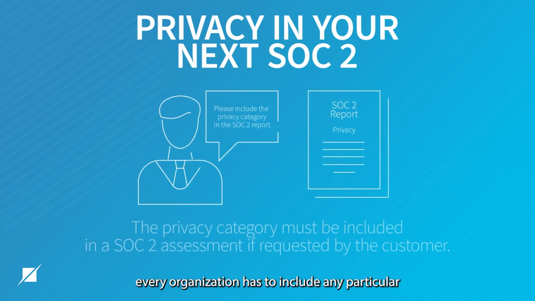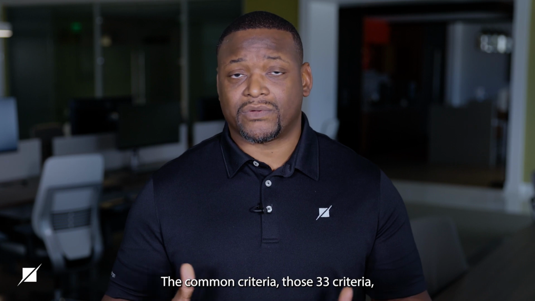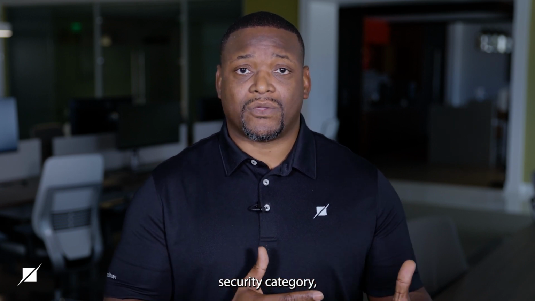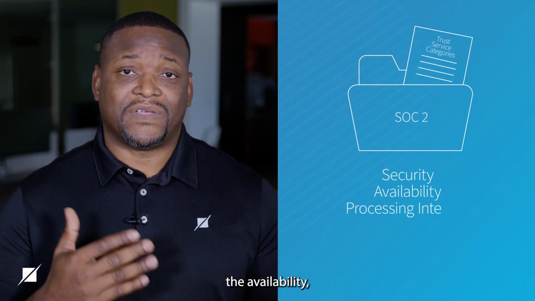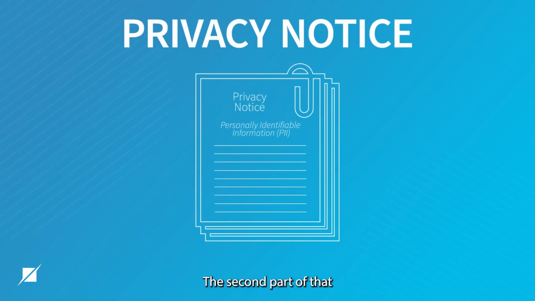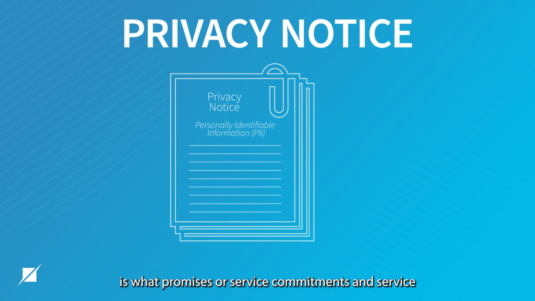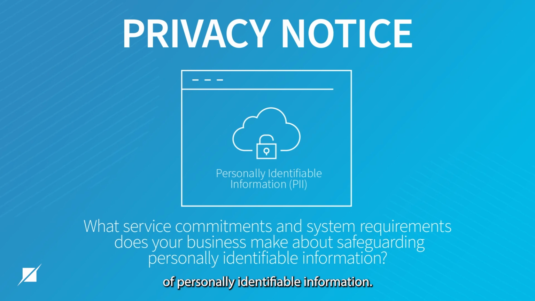And that's important because not every organization has to include any particular SOC 2 category within the scope of their assessment. The common criteria, those 33 criteria which make up the security category, are more or less standard fare for every SOC 2 examination. But whether you add to that the availability, processing integrity, confidentiality, or privacy is really a question of what your customers and the users of your system are expecting to see with respect to how you handle personally identifiable information. The second part of that is what promises or service commitments and system requirements you make related to the safeguarding of personally identifiable information.